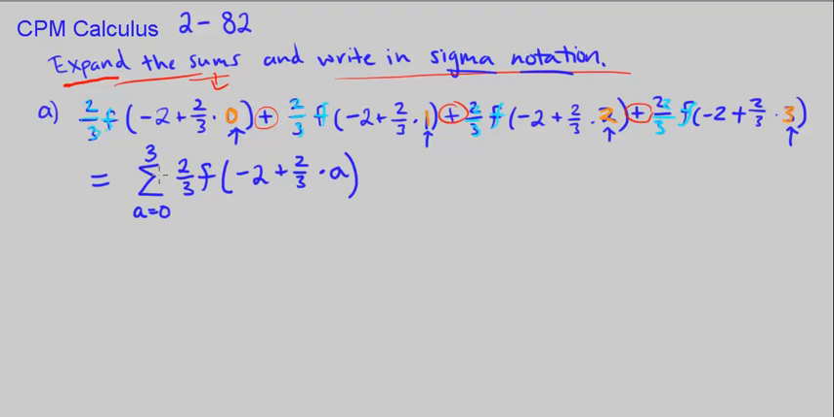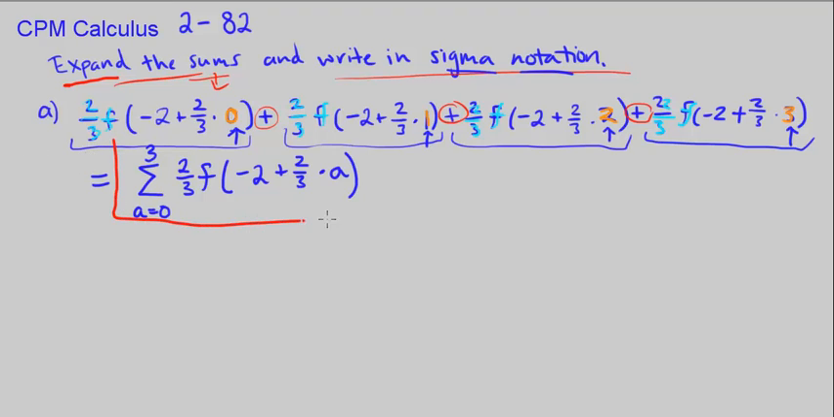If we were to go now back and expand this sigma notation, it would just equal, at A being 0, the first term, right? Then A becomes 1, you keep adding 1. The second term, A becomes 2, the third term, A becomes 3, the fourth term, and we're done. So here we have the answer to part A.